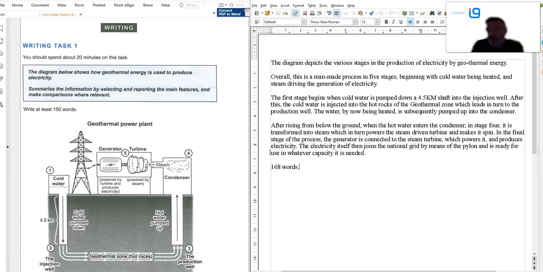You're not going to get many marks anyway for the introduction, but you must have an overview, as I keep saying in previous videos. Overview, very important. If you don't have one, you can't get more than 5 for task achievement. So you've got to clearly, like it says here, select, report the main features and make comparisons. Not many comparisons here. That's usually if you've got maps and data, but still, you must have an overview. So overall, man-made process as opposed to a natural process.